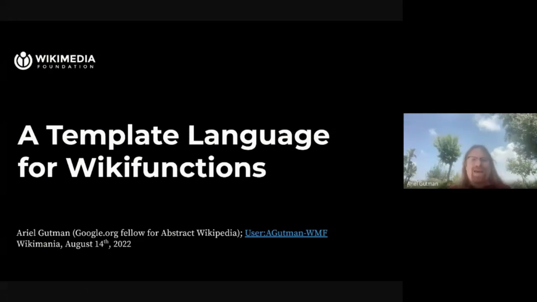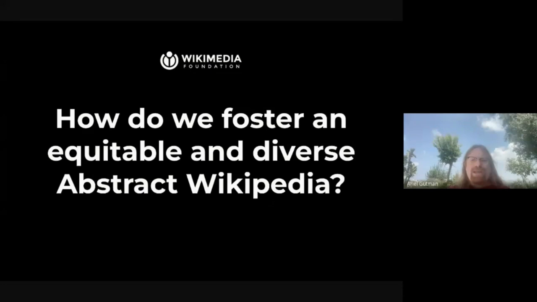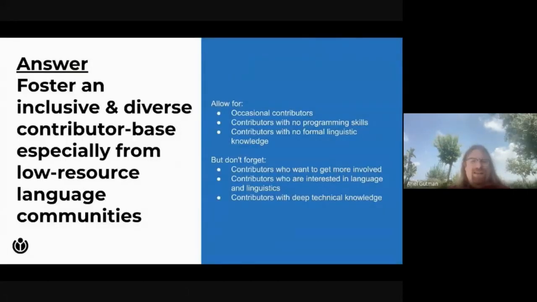Hello, I'm Ariel Gutman, a Google Org Fellow for Abstract Wikipedia, working in the natural language generation workstream. In the previous video, my colleague Corey raised an important question. How do we foster an equitable and diverse Abstract Wikipedia? A partial answer lies in the following.